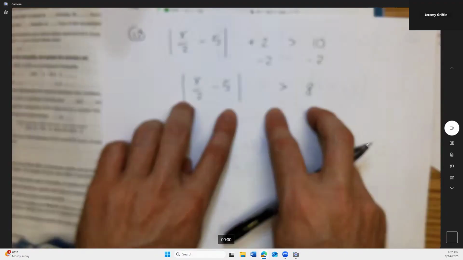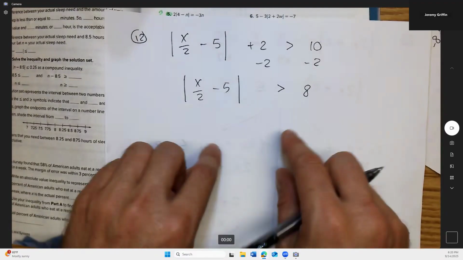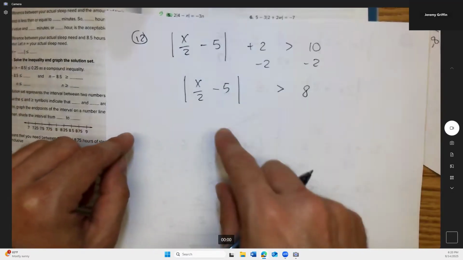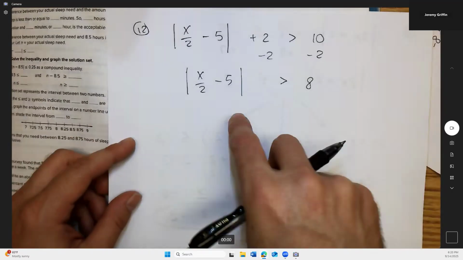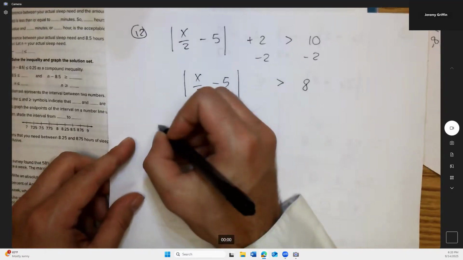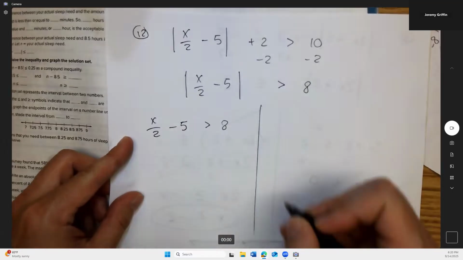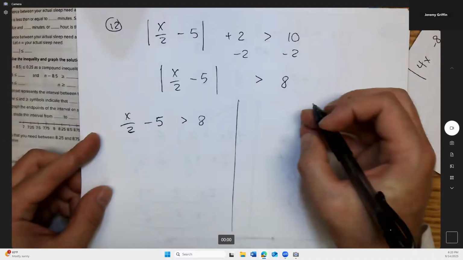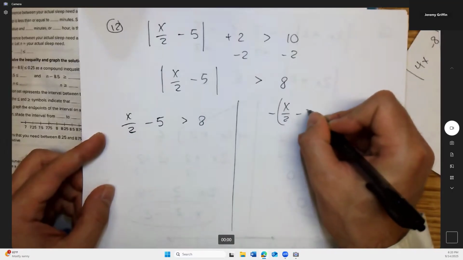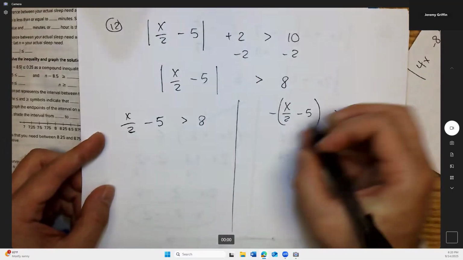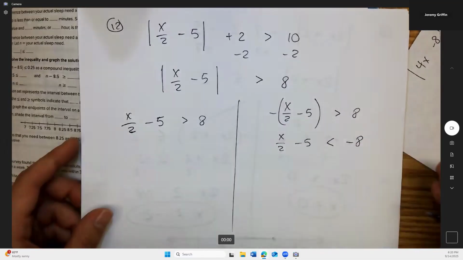Guys, remember, when we saw this before, whenever you see an absolute value is greater than something, that's probably going to split the number line. We'll have to throw a union in the interval notation for the solution. So this could be x over 2 minus 5 is strictly greater than 8, or the negative of x over 2 minus 5 is strictly greater than 8. Or if you like, x over 2 minus 5 is less than negative 8.